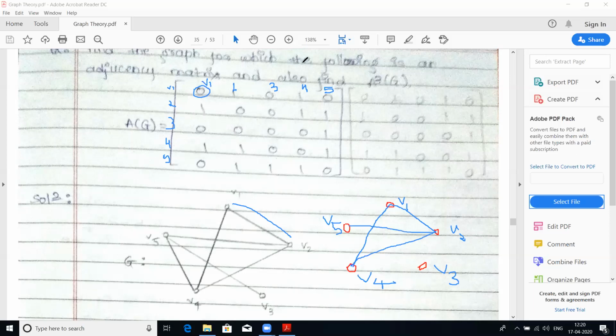Next V3. V3 to only V5. Only V3 to V5. This is an edge. Next V4. V4 to V1, V2 and V5. Next V5. V2, V3, V4 over. So this is our required graph. So like this, for any given adjacency matrix, you can draw a graph also.